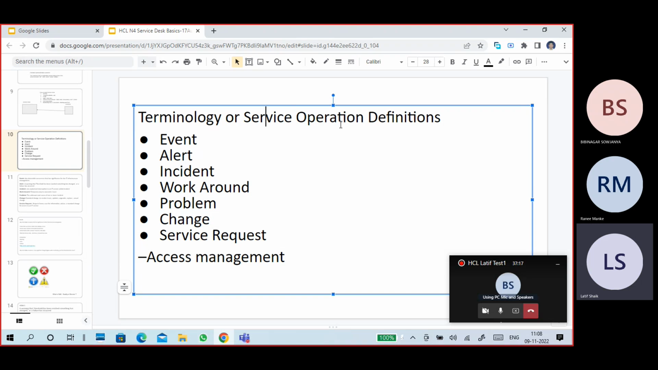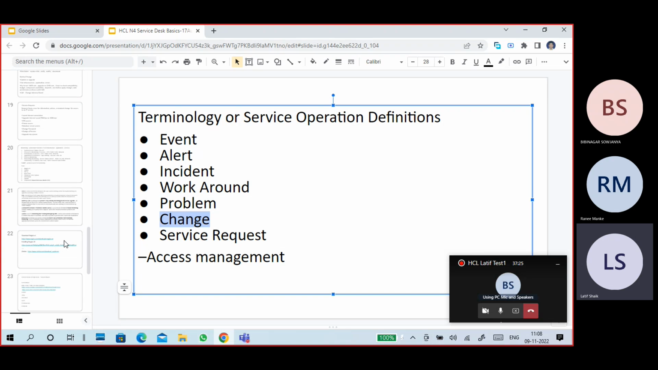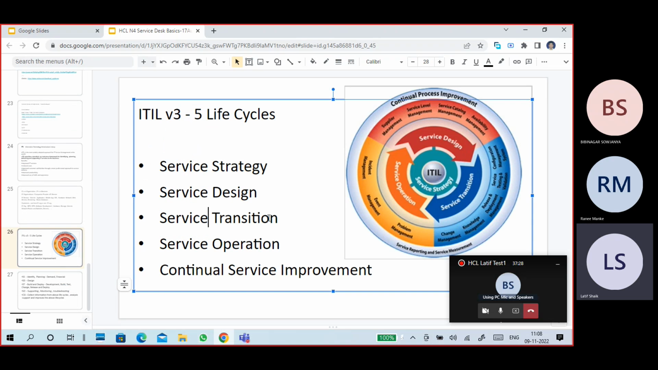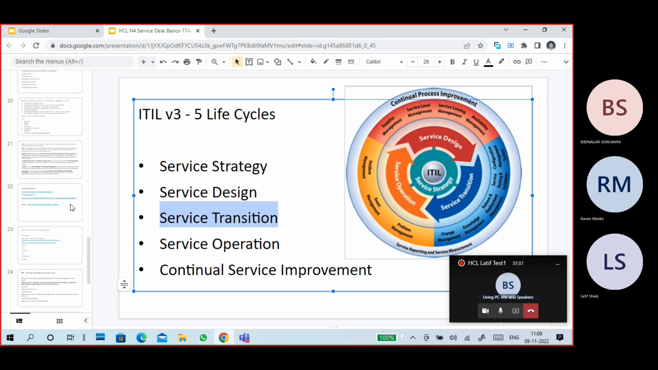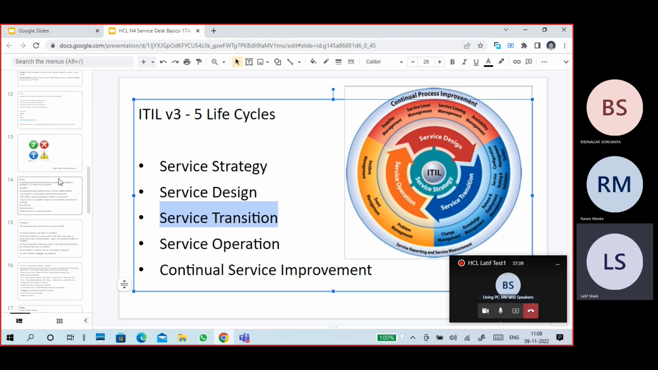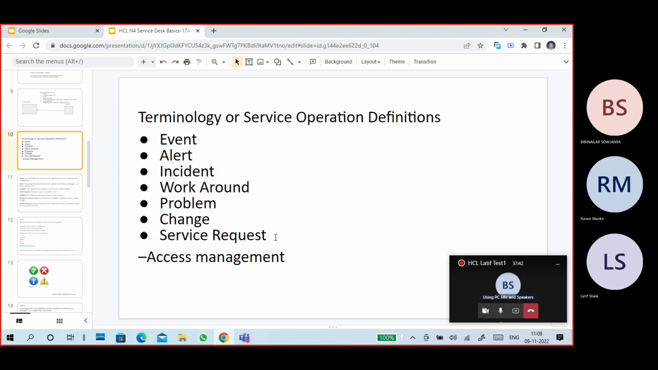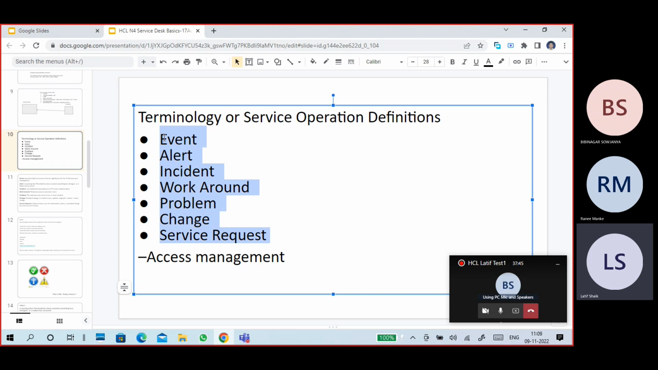Change management does not belong to service operations. Change management comes under service transition. But while you are dealing with a service desk, you must know these definitions, including change management. Change is also very important, guys. Service request, change, incident, problems: these are mainly ticket oriented things.